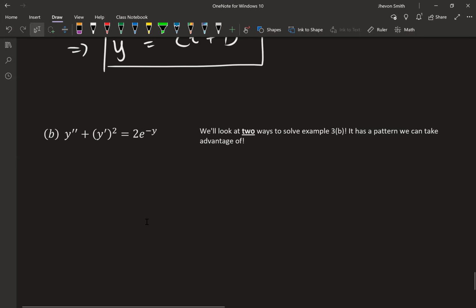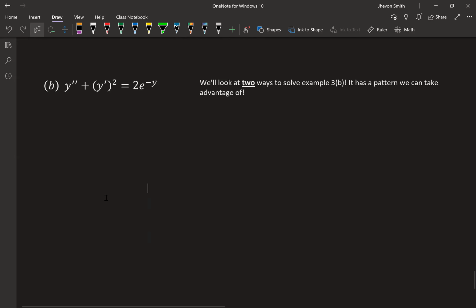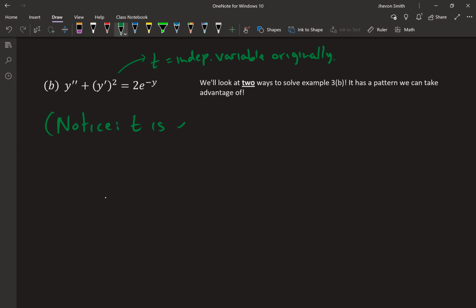Okay, let's say this is a new equation. Notice again, I'm thinking of my y as a function of t. So t is the independent variable originally. Here, what you're going to notice is t is missing. So you notice that your t is missing.